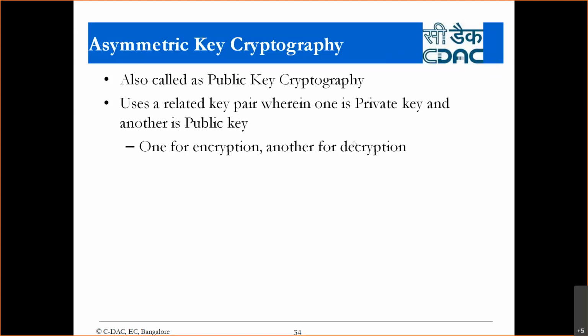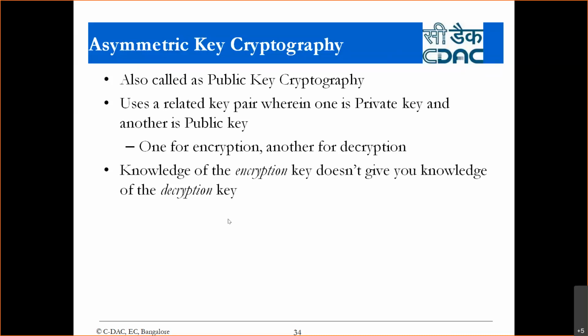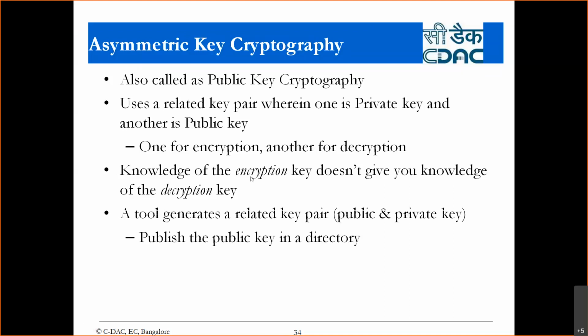One is used for encryption, second one is used for decryption. Knowledge of the encryption key does not give you knowledge of the decryption key. These are mathematically computed keys. If a mathematician says, I have got your public key, and with the help of it I will extract the private key, it is not possible. That is the point written here: knowledge of the encryption key does not give you knowledge of the decryption key.